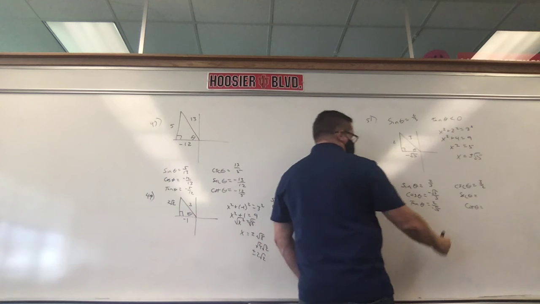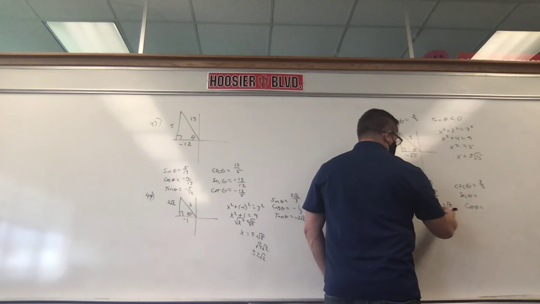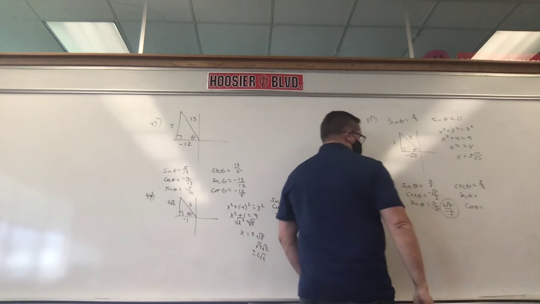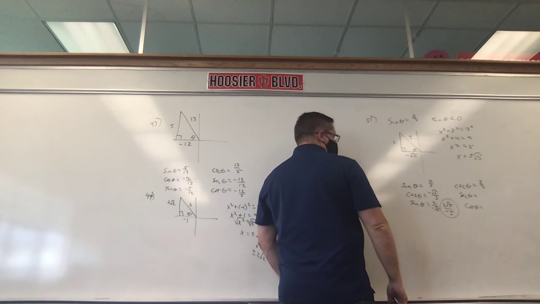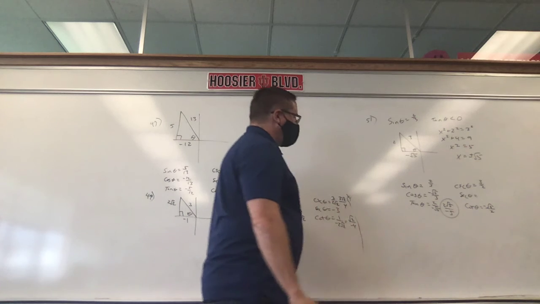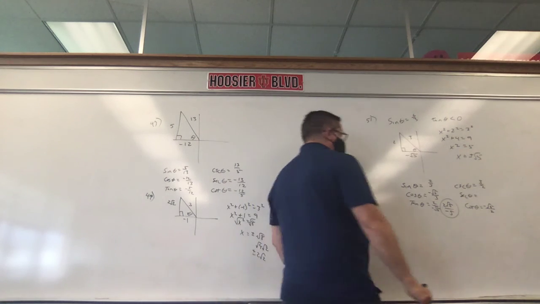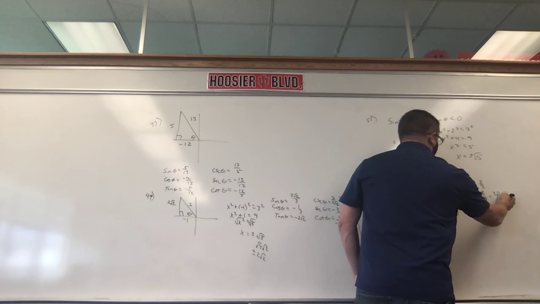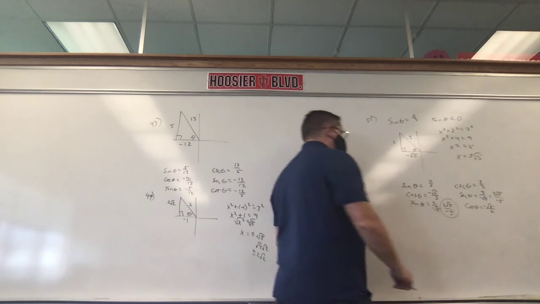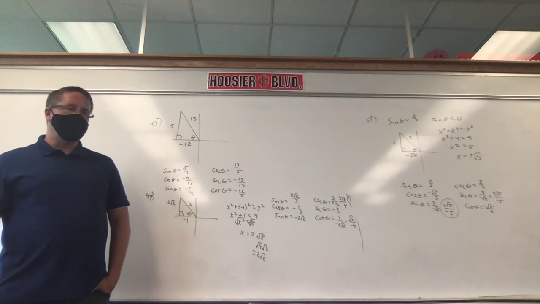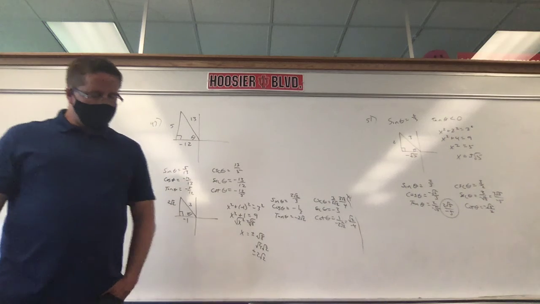We times our radical 5 on top and bottom. We have 2 radical 5 over radical 5 times radical 5 is regular 5. So 2 radical 5 over negative 5. To find cotangent, I'm going to flip this one. 2 over negative radical 5 is negative radical 5 over 2. And for secant, we flip negative root 5 over 3. We have 3 over negative radical 5 times radical 5. You have 3 radical 5 over negative 5. Question on these?